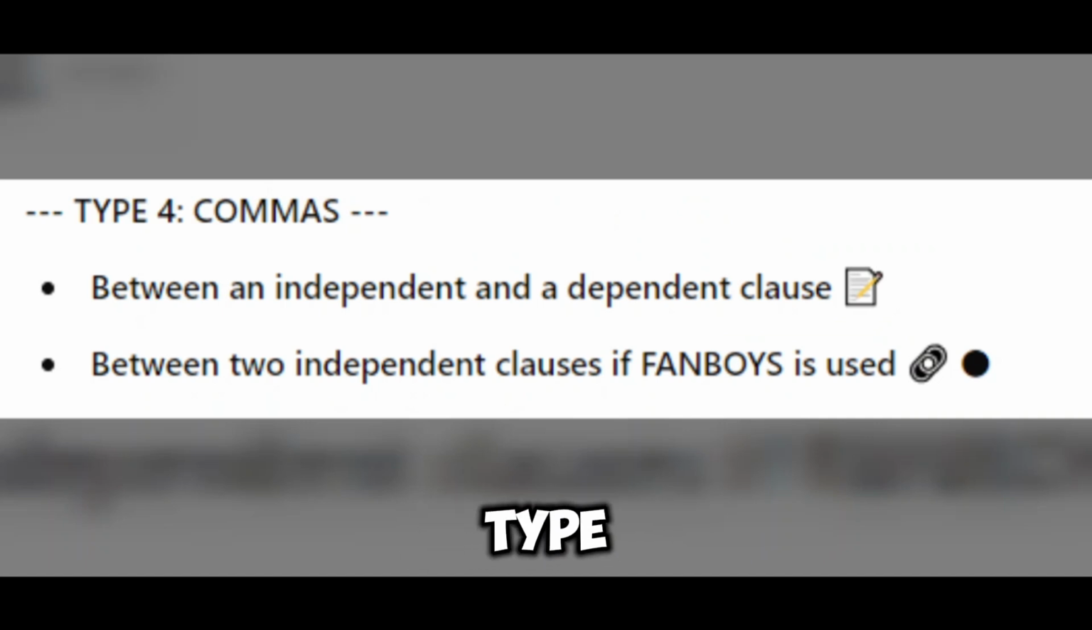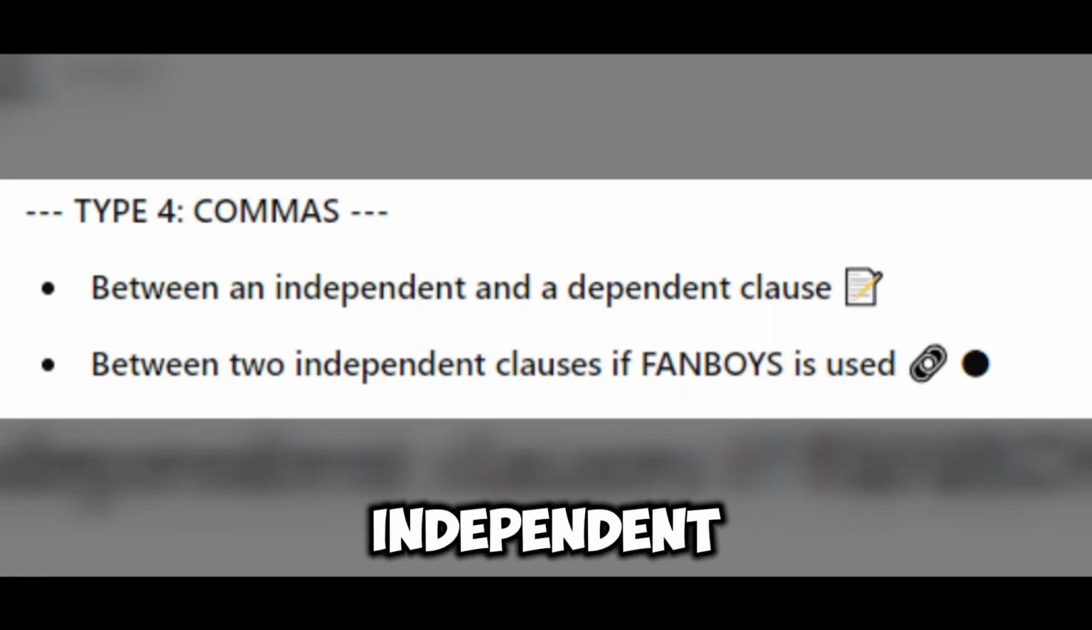Alright, moving on to the next type, which is commas. Now we're gonna get started with some types which are a bit tricky, but trust me, when I teach you this, it's not gonna be difficult for you anymore, and you're gonna solve it really quick. Alright, so commas, there are two scenarios. So commas come between an independent and a dependent clause, or a dependent and an independent clause. And first of all, what is a dependent clause? A dependent clause is a clause which does not make sense on its own, which is dependent on another clause, which does not have a subject, verb, and object, whereas an independent clause is the opposite.